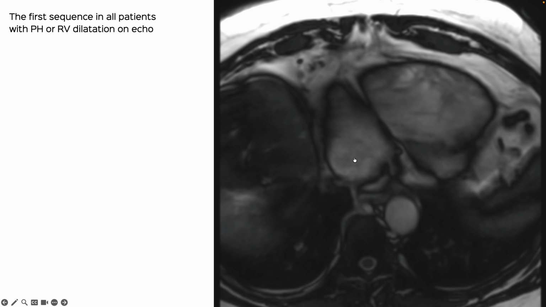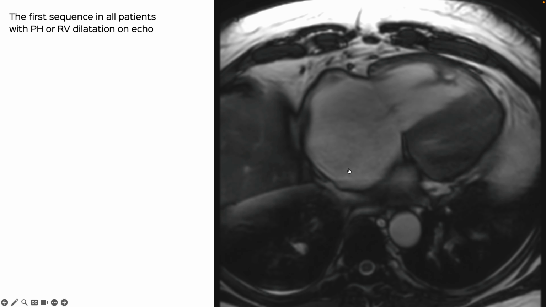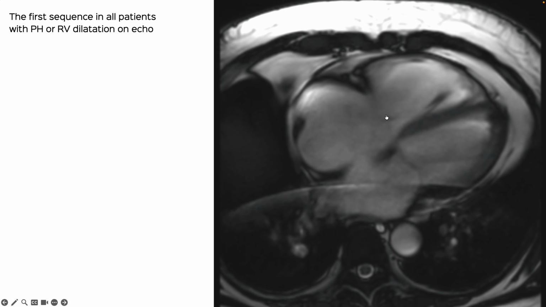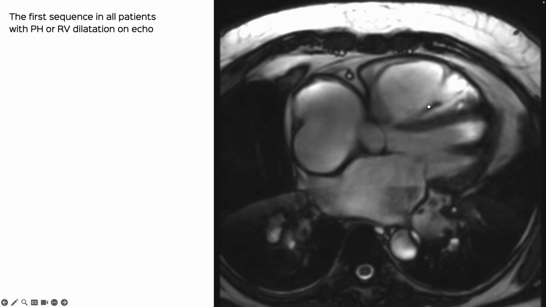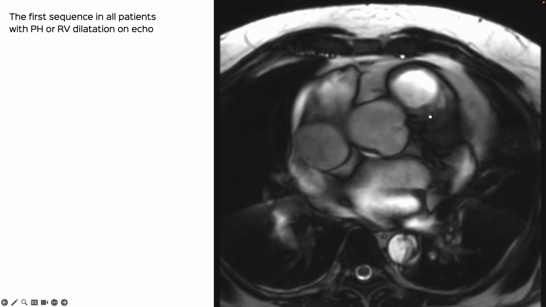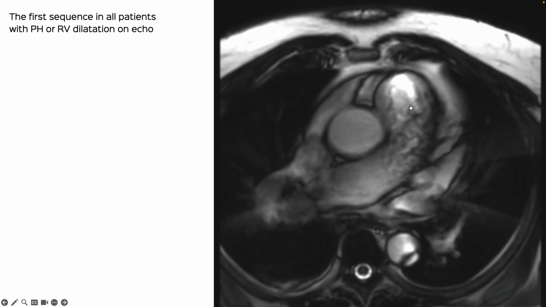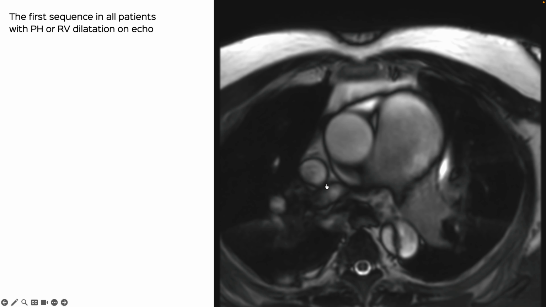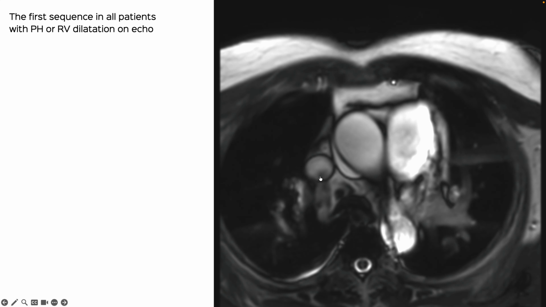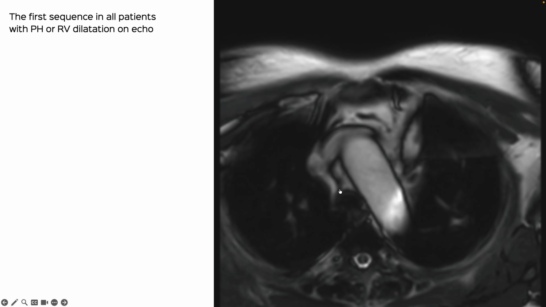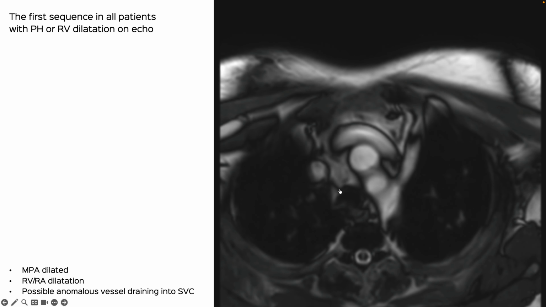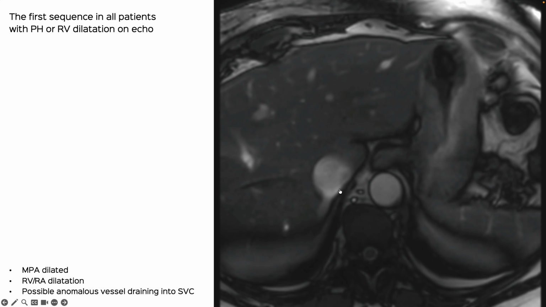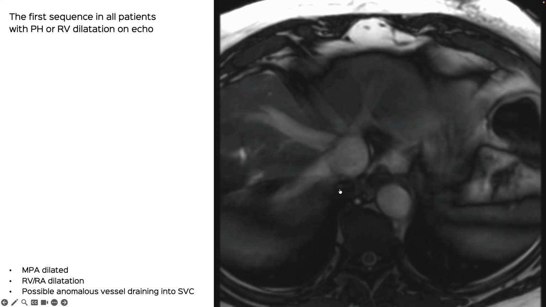So you can see here we're just doing a cine axial which shows IVC, RA, RV dilatation, the TR, and then as we keep going up you can see here the MPA is dilated, and if you look at the SVC here, you can see that there's perhaps an anomalous vessel there. So we'll try and unpack this again and look at this a little more carefully.